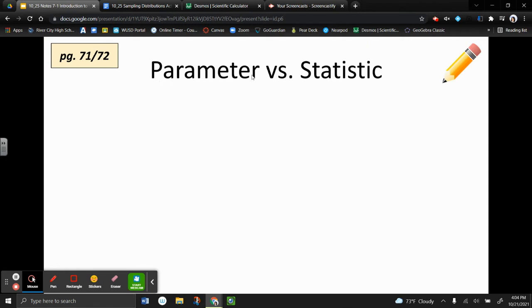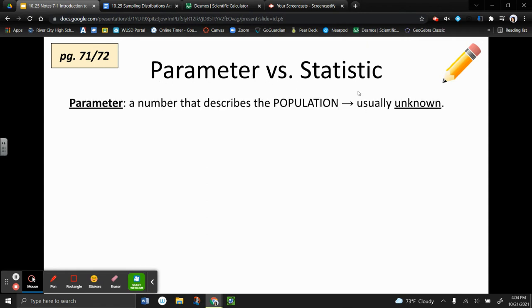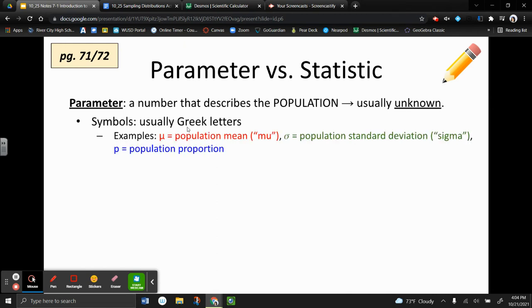First, let's start off with the difference between a parameter and a statistic. A parameter is a number that describes a population. So parameter, population. Usually this number is unknown, and it's usually what we're trying to estimate. The symbols we use for parameters are usually Greek letters. For example, we use the symbol mu for the population mean. We use the symbol sigma for the population standard deviation. And then we use p for the population proportion. These symbols we use to describe the population are all parameters.